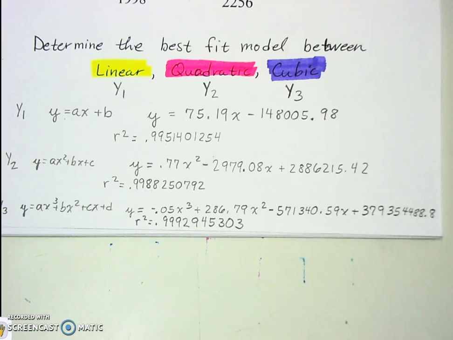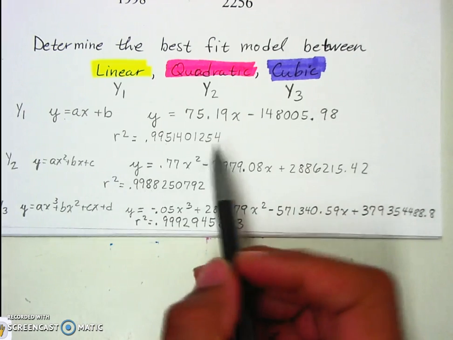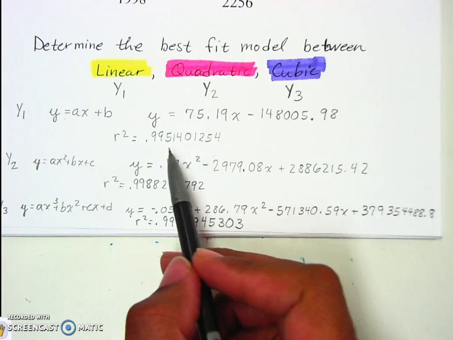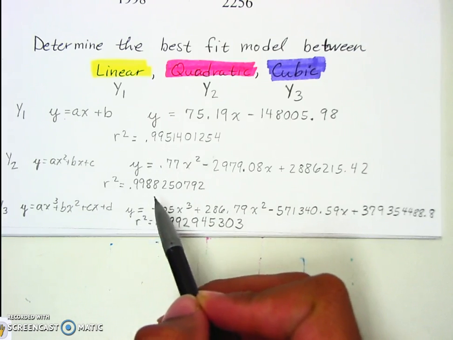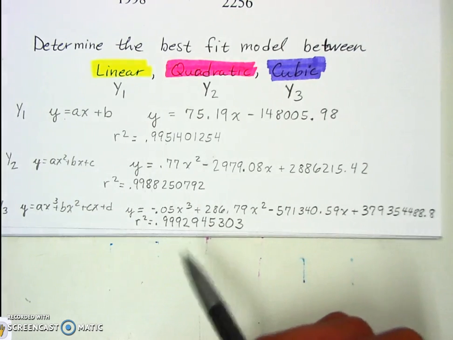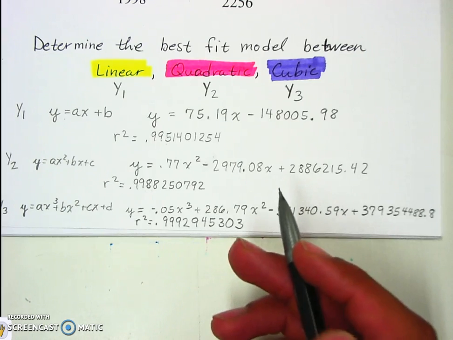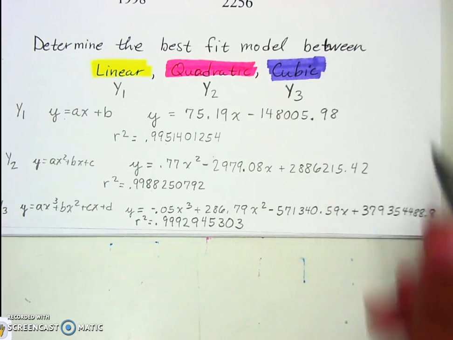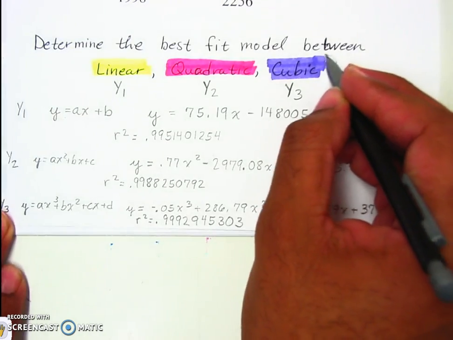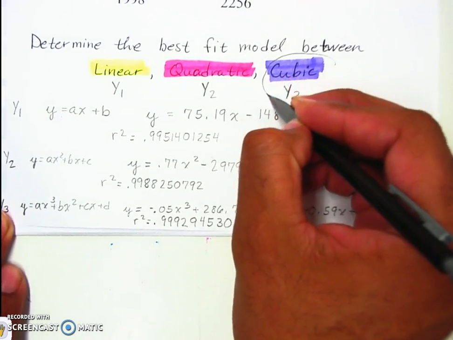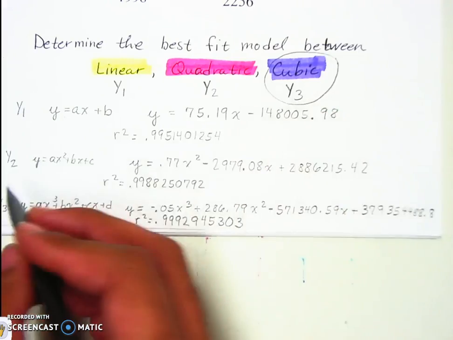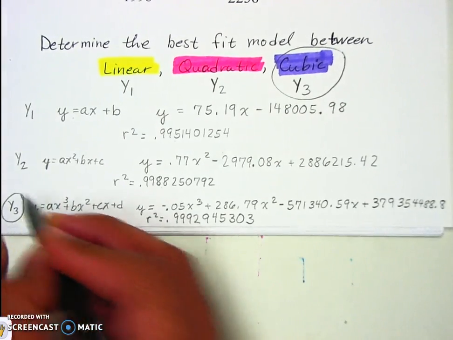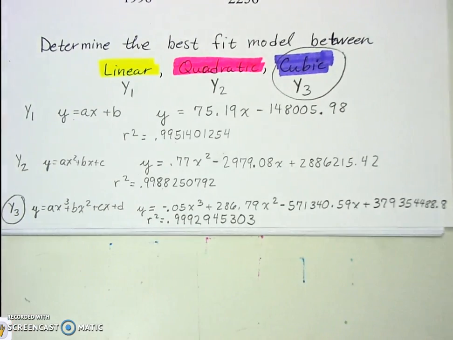Okay, so we have each one of those. So looking at these, you have 0.995, you have 0.998, and you have 0.999. So which one will be the best? So that means quadratic would be the best. Sorry, not quadratic. Cubic would be the best. Cubic would be the best. So we'll just circle that and be done with it.